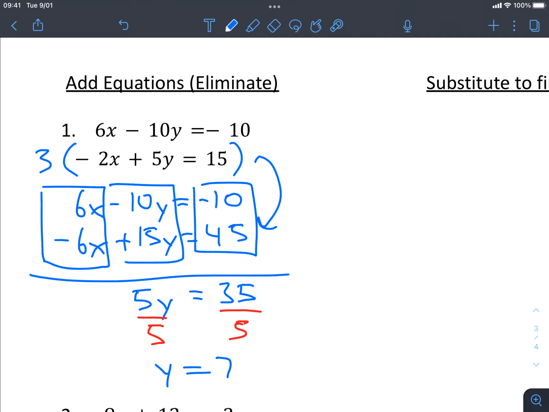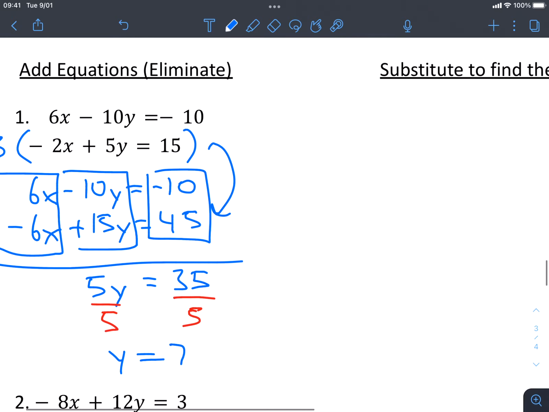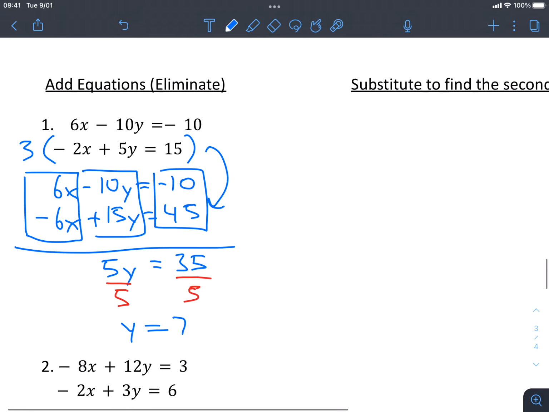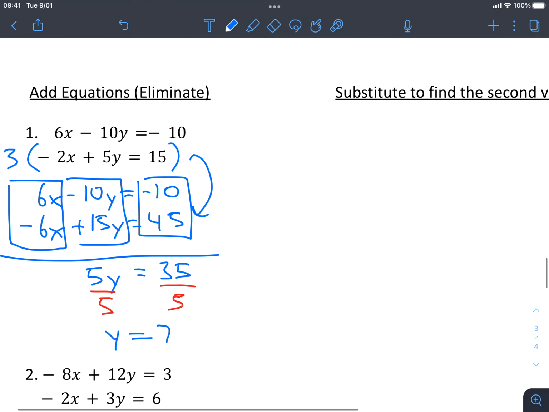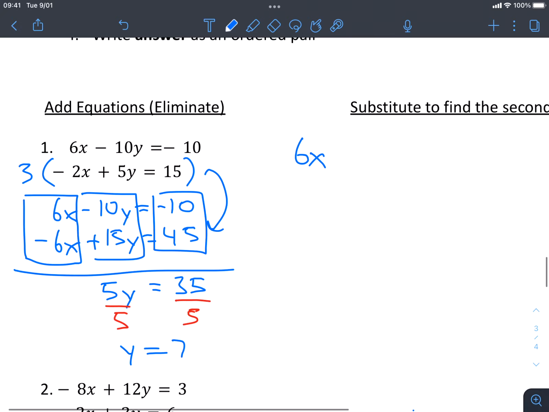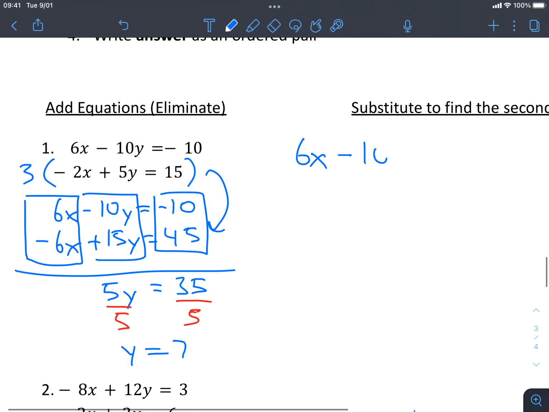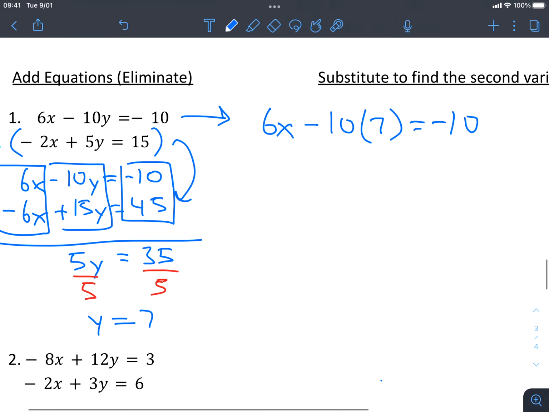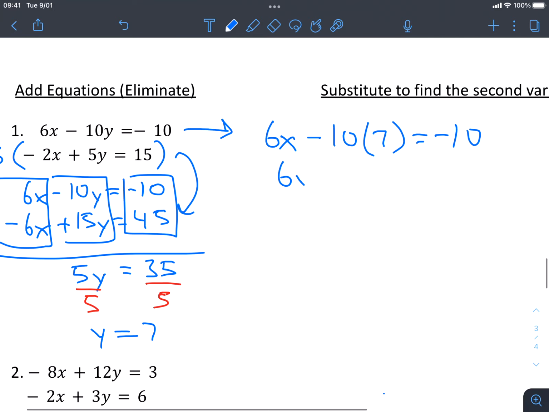From here, you could take your y and plug it back into one of your equations to find your x. So just as a recap from part 1, I would take my first equation, for example. You can pick either one, but I'll pick my first equation. So 6x minus 10 times 7 is equal to negative 10. I'm taking my first equation. So I get 6x minus 70 is equal to negative 10.